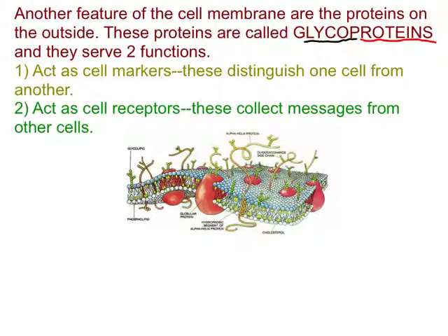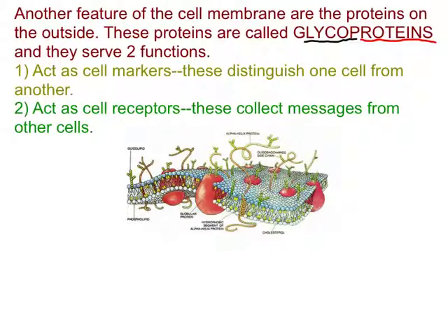Now, especially for Bio-11, they serve two functions. They act as cell markers. And what do cell markers do? Well, cell markers distinguish one cell from another. In our bodies, in particular with our immune systems, they can distinguish our own cells from a foreign invader's cells. And that way our immune system knows which cells to attack and fight off. They also act as cell receptors, which collect messages from other cells. See these little areas here that look kind of Y-shaped. It looks like something could fit in there. Those would be glycoproteins that accept messages. So the message would kind of stick right in there. And that would allow the cell to get a message from other cells in the body, which is kind of cool.